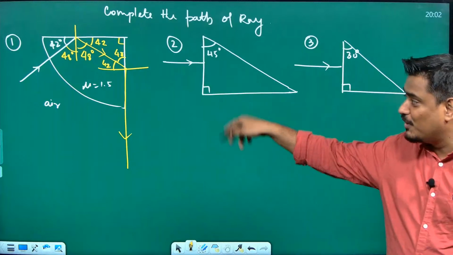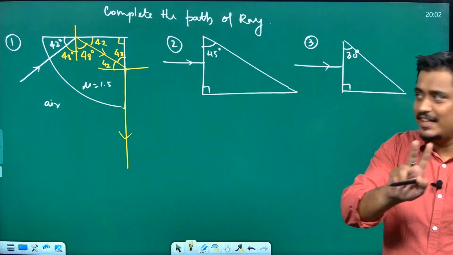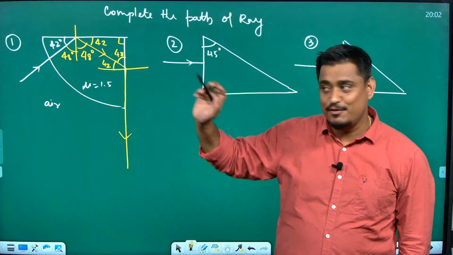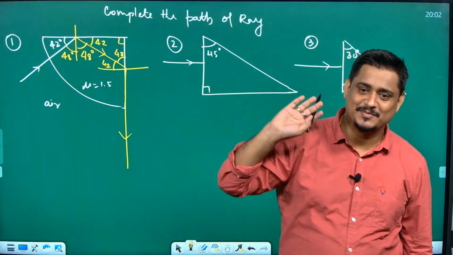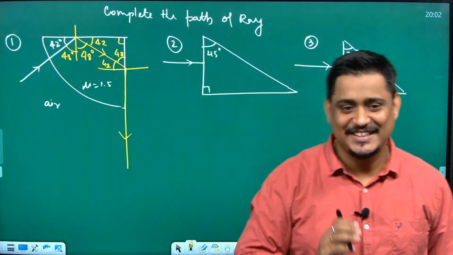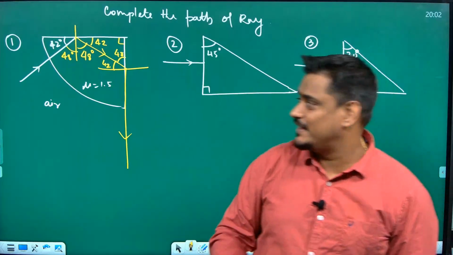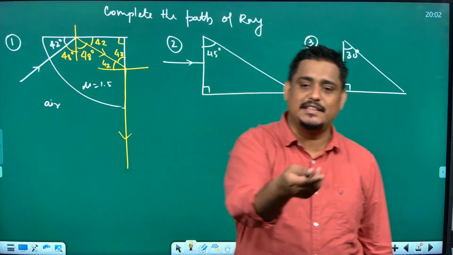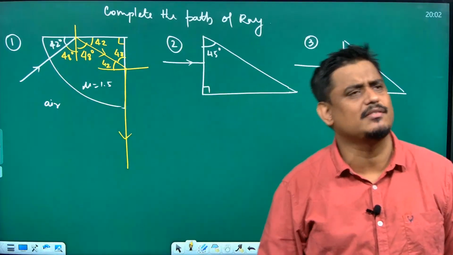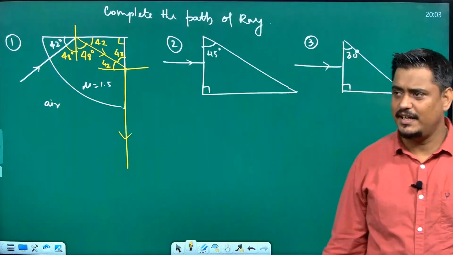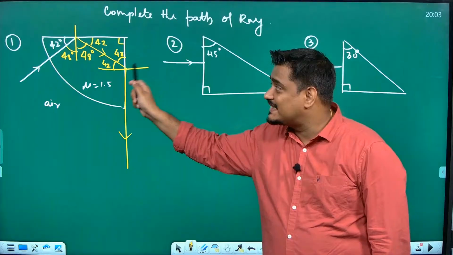Anybody has drawn this full diagram? 2 mark. Half diagram, 1 mark. If you did grazing here, 0 mark. Are you getting what mistake you are doing? You are seeing 42 degree, you are thinking angle of incidence is equal to critical angle, you are doing grazing. It's wrong. No grazing in the first interface. Only in the second interface grazing will happen.